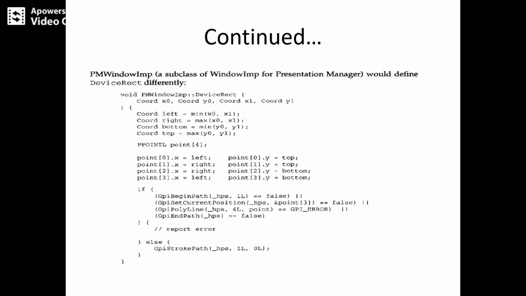So another here is the PM, Presentation Manager, window. It is a subclass of window, and for Presentation Manager we would define the device rectangle differently. This is what the segment of code would look like: void PMWindow::DeviceRect. Okay, coordinates x0, y0, x1, y1, and we need to take all the angles here: left, right, bottom, top.